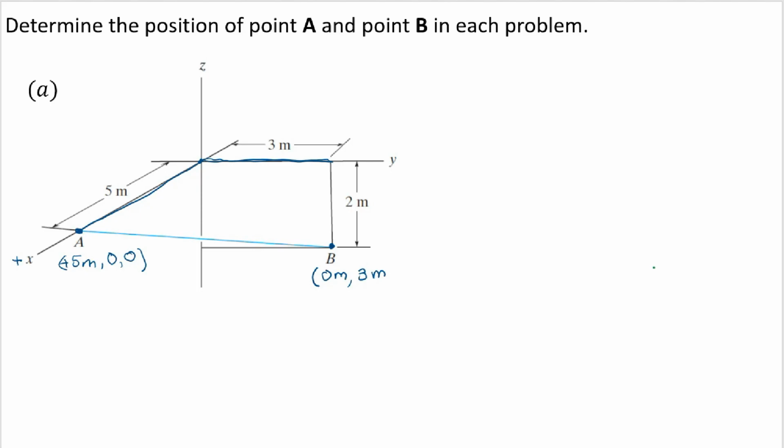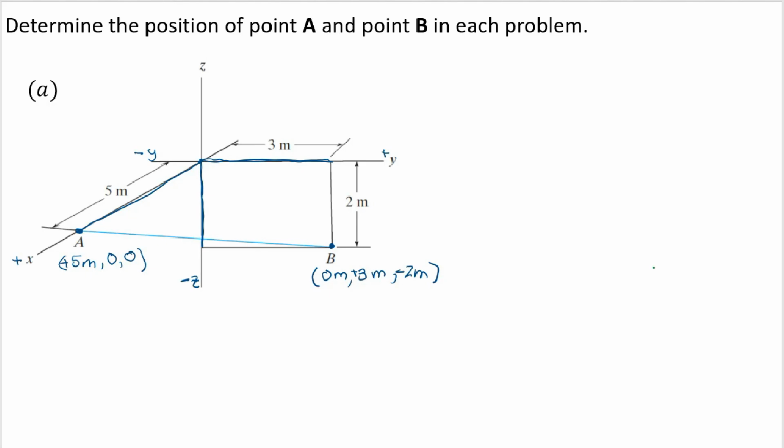Is that positive or negative? We will check. This is positive y, and this is negative y, and that dimension is lying along positive y, so we will put positive. And lastly, what is the dimension of this point B along z? That is from the origin along z, so this one. That dimension is 2 meters. We have to check if it's positive or negative. Since that distance is lying along the negative z-axis from the origin, that is negative 2 meters. So these are now our position points.